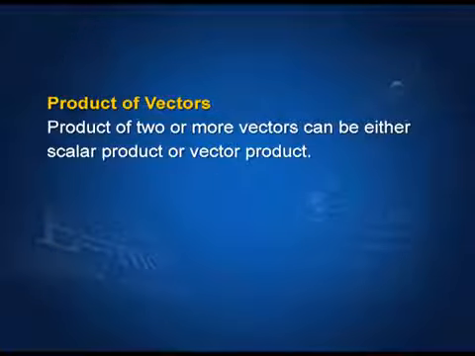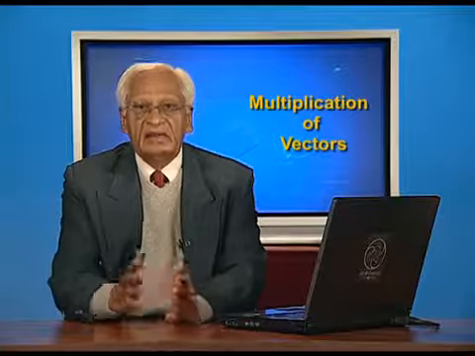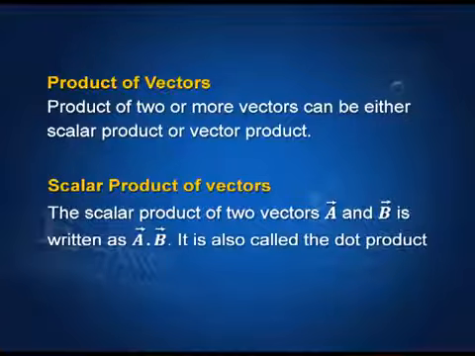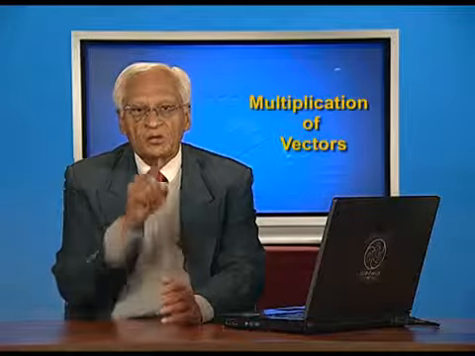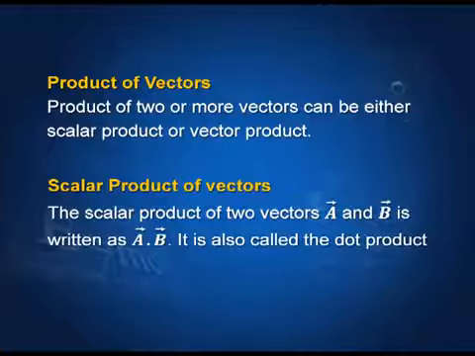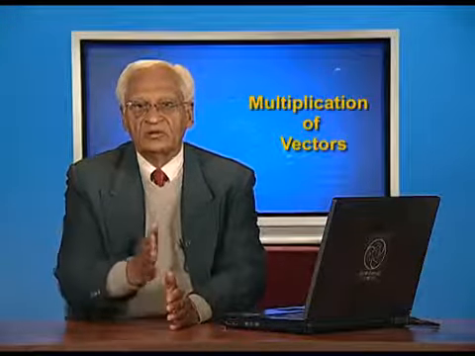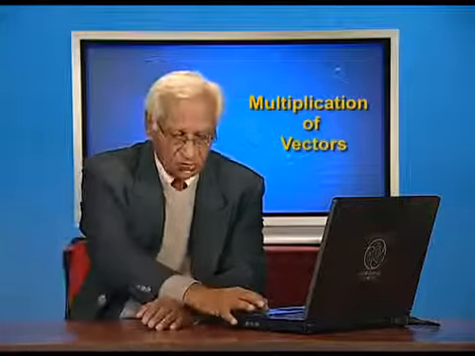Now, we come to product of a vector by another vector. Here again there are two types. One is the scalar product of vectors. As the name suggests, the scalar product of two vectors is a scalar. The scalar product of two vectors A and B is written as vector A dot vector B. It is also called the dot product because we have put a dot between vector A and vector B to indicate the scalar product. So, the scalar product is A dot B. This is also called the dot product.